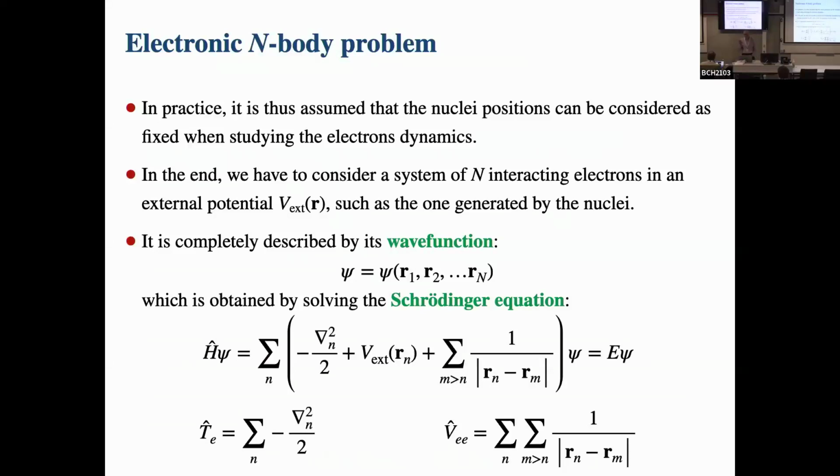And the system that we are interested in is a system of n electrons that are interacting in an external potential V_ext, such as the one that is generated by the nuclei. Okay? And so here, what we want to find is the many-body wave function of the electrons. And so we have to solve the Schrödinger equation that you have there, where we have a sum over all the electrons, and then we have the kinetic energy, the external potential that I was discussing before, and then the Coulomb interaction between the electrons. So if we manage to get the wave function, then we know everything about that system. Okay? So this is the kinetic energy, and this is the Coulomb interaction.